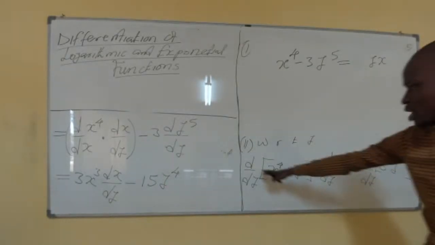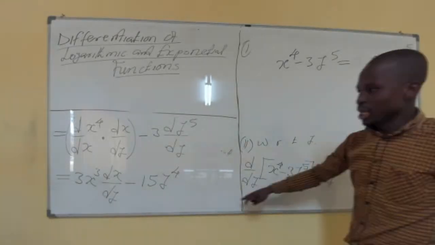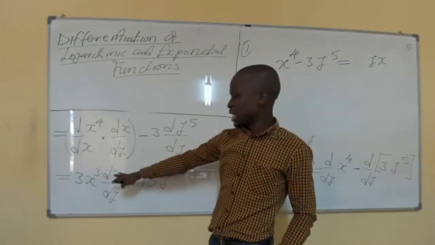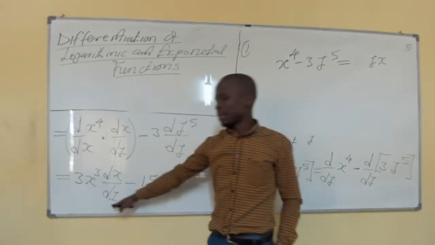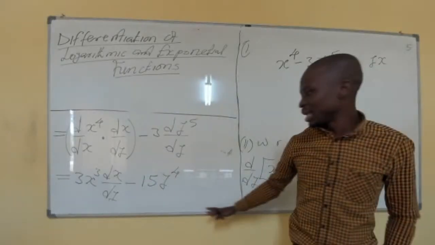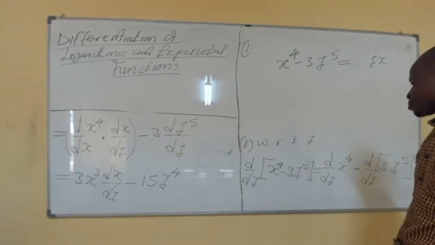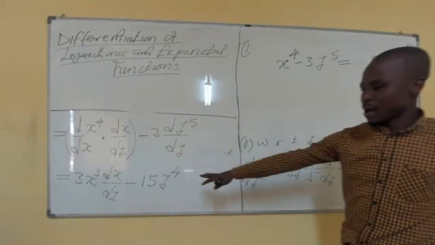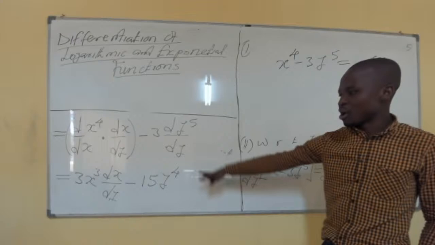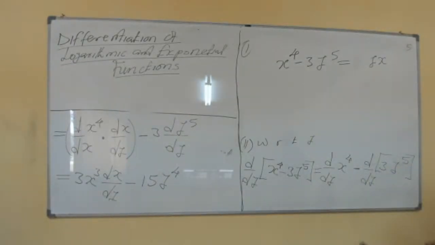We have discovered that the derivative of this function with respect to y is equal to 3x squared dx dy minus 15y squared. Yes, you can make dx dy the subject of the formula here. That means dx dy will be equal to the derivative of this function with respect to y plus 15y to the power 4, divided by 3x cubed. So which is just one and the same thing. Okay, I hope I've answered your question.